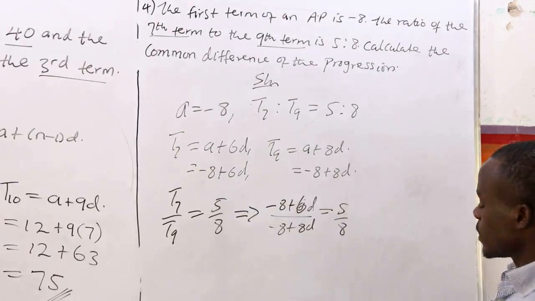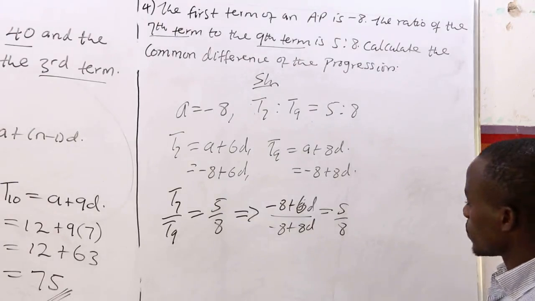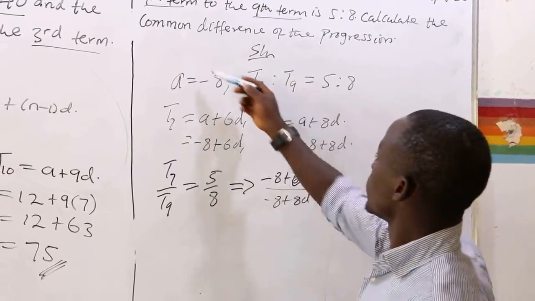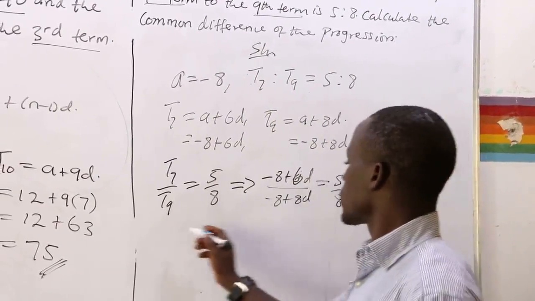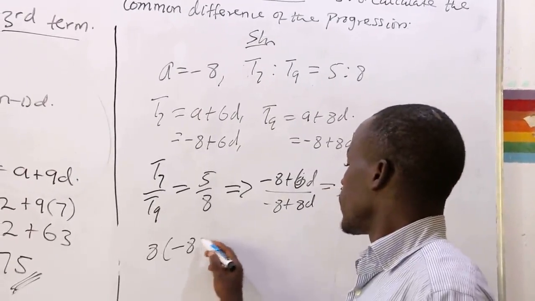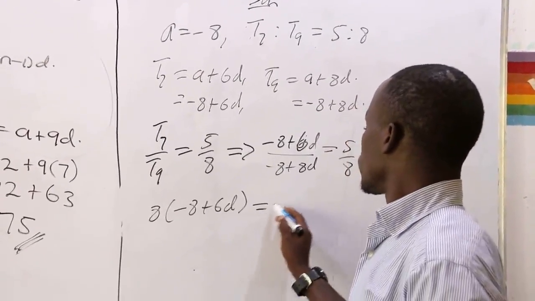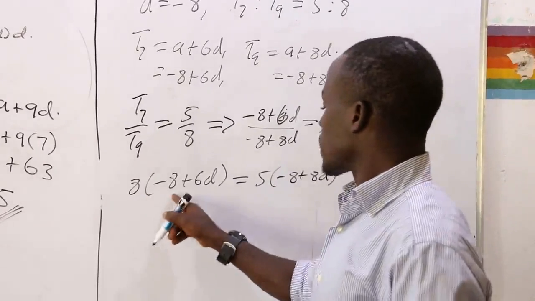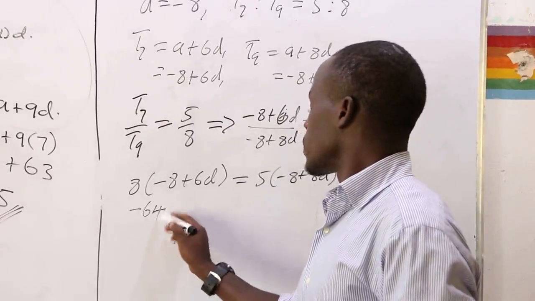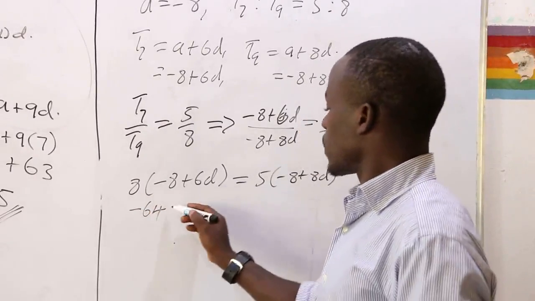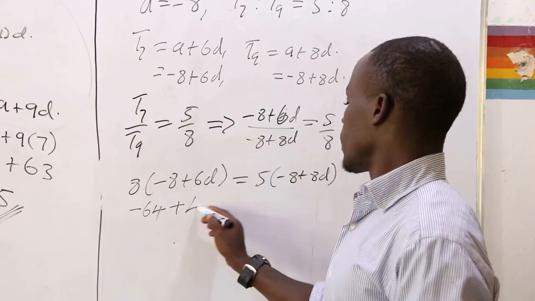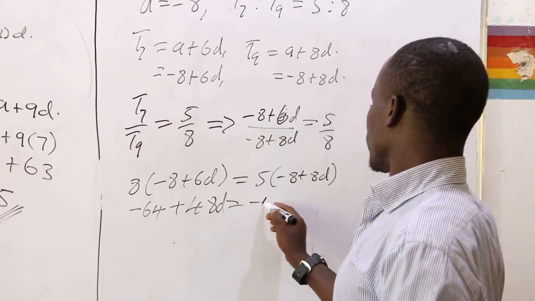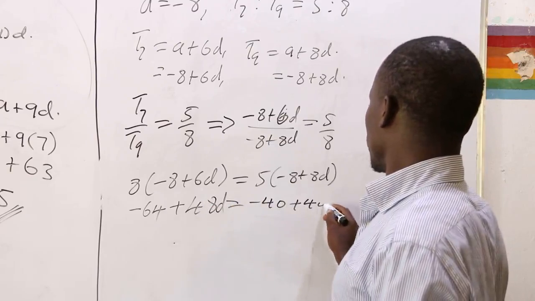So if you have something like this, it's very simple and straightforward. You can quickly cross multiply and then find our d, since we are asked to find the common difference of the progression. So when you cross multiply, we have 8 into minus 8 plus 6d is equal to 5 into minus 8 plus 8d. So 8 times minus 8 will give us minus 64. 8 times 6 will give us 48d, is equal to minus 40 plus 40d.